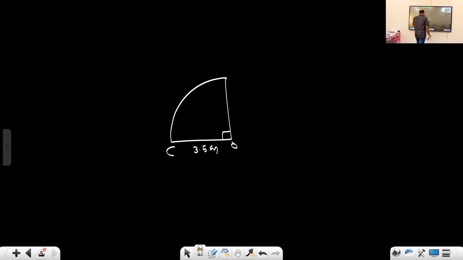3.5 centimeter. And here one line it is 2 centimeter. Understand the diagram. Simply don't write anything.